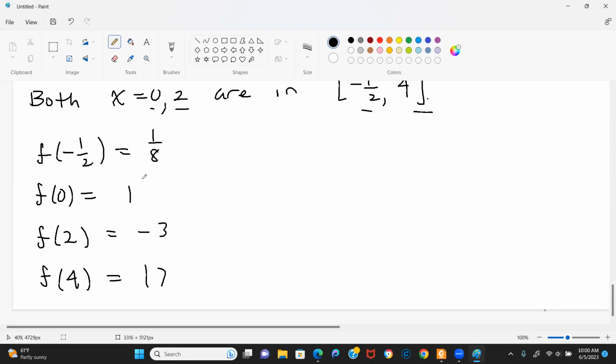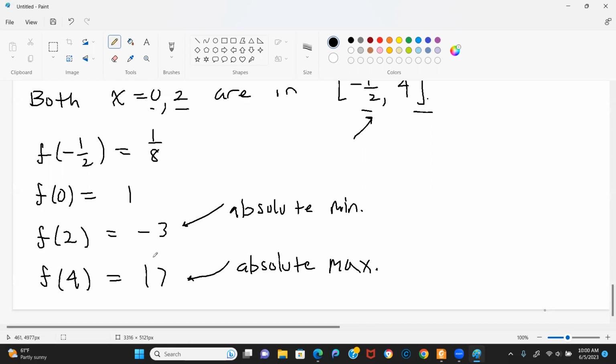Okay, so now we just compare them and pick out the largest, and that'll be the absolute max on this interval from -1/2 to 4. So we can see that this is definitely the absolute max. And this one right here is going to be the absolute minimum. Notice the endpoint was the max, but one of the critical points in the interior of the interval ended up being the absolute minimum. So that's why it's important to compare the endpoints of the interval to the critical points of the function.